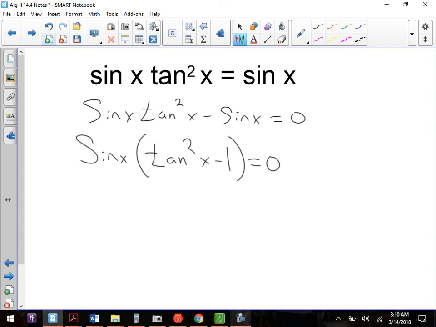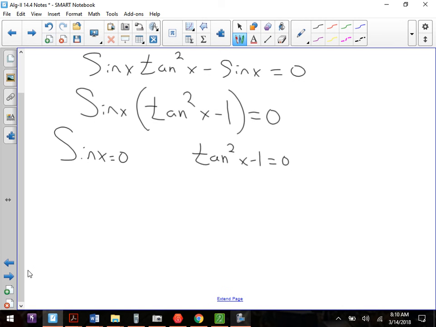When you have two terms being multiplied together that wind up being set equal to 0, just like we did before, didn't we set both of those terms equal to 0? It works the exact same way here with trig. Now that I have two terms, I can say sine of x equals 0, tangent squared of x minus 1 equals 0. And I can solve both of those independently. Now, sine of x equaling 0, that means what angle has the sine of 0?